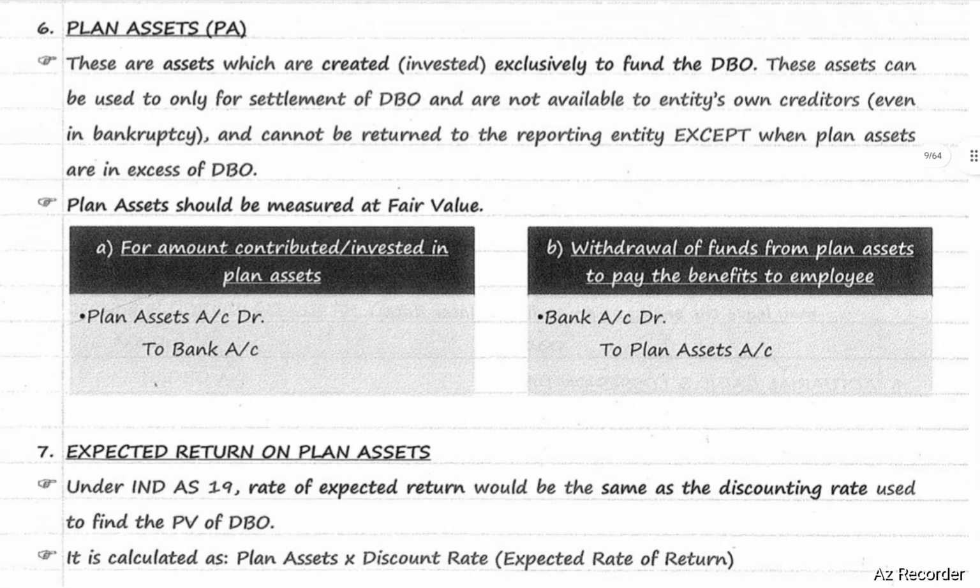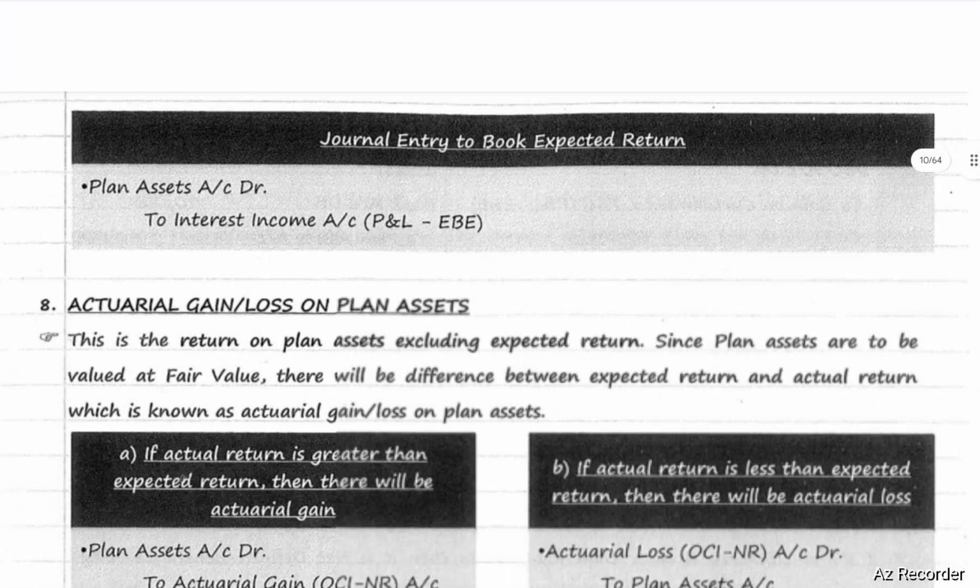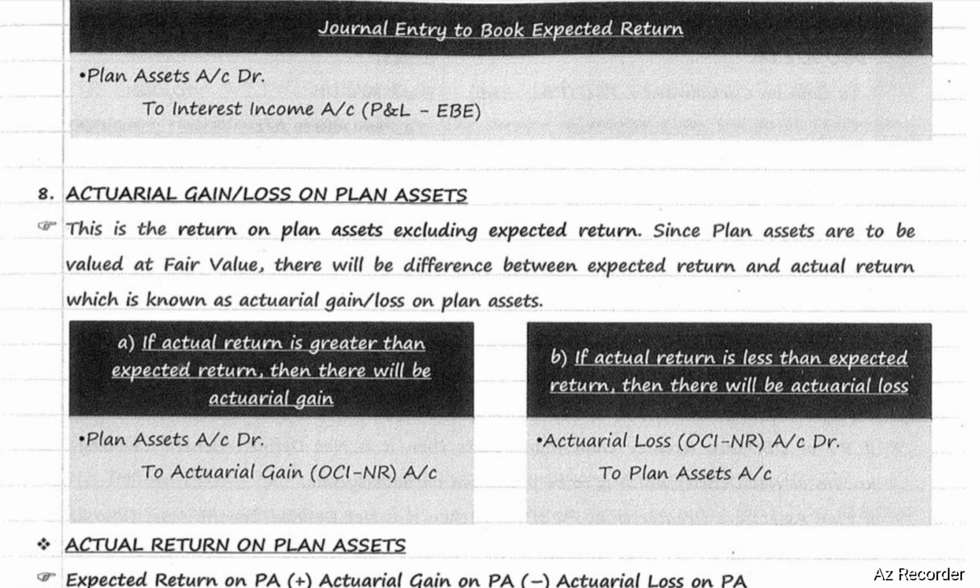Expected return on plan assets. Under Ind AS 19, the rate of expected return would be the same as discount rate used to find the present value of defined benefit obligations. It is calculated as plan assets into discount rate, that is expected rate of return. Journal entry will be plan assets account debit to interest income account. Interest income will be transferred to P&L account as employee benefit expense or income.